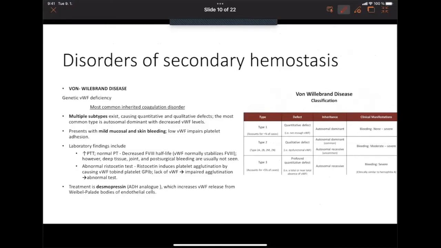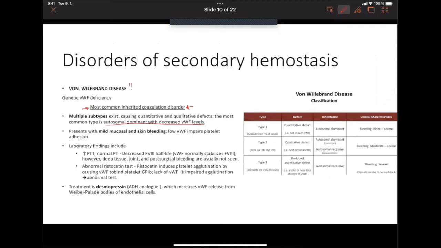Okay, next. Disorders of secondary hemostasis. Still, the next one is von Willebrand disease. This is the most common inherited coagulation disorder, so remember it. There are multiple subtypes, but we don't have to get into that now. The basics of what you need to know is that this is a deficiency of von Willebrand factor. The most common type is the autosomal dominant type with decreased levels of von Willebrand factor.